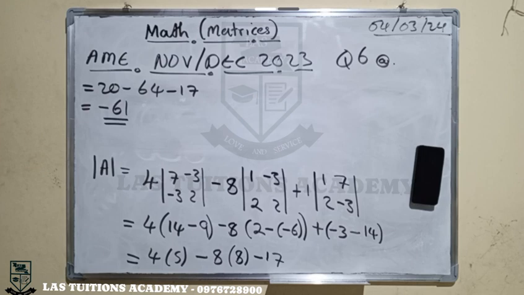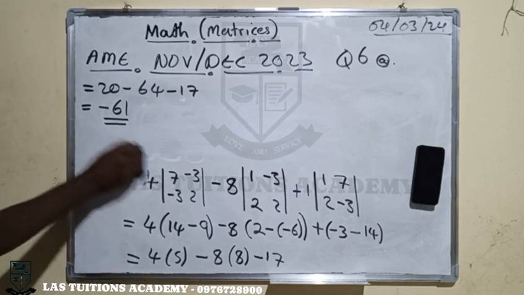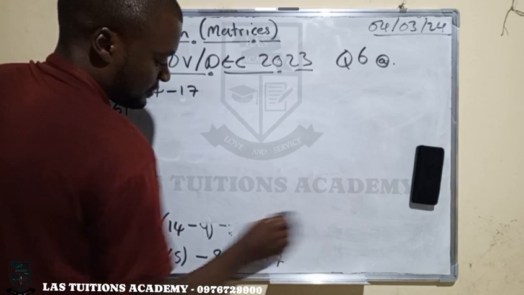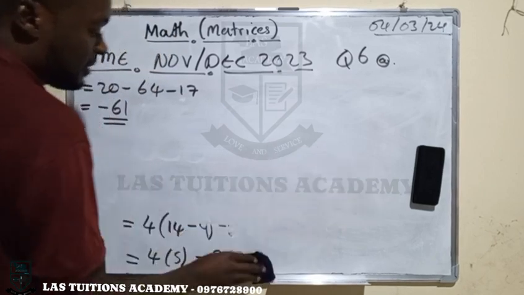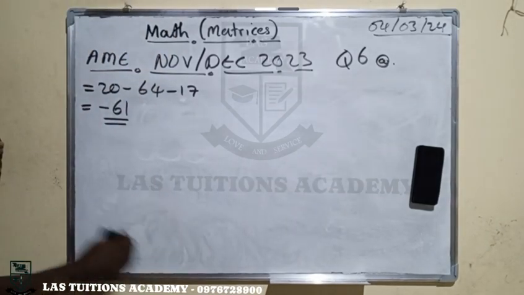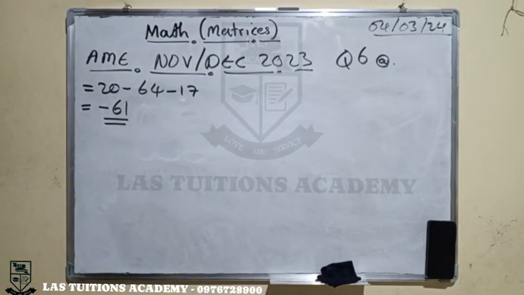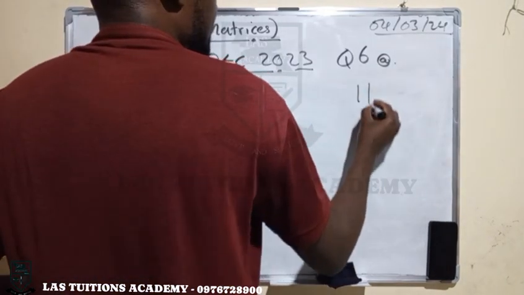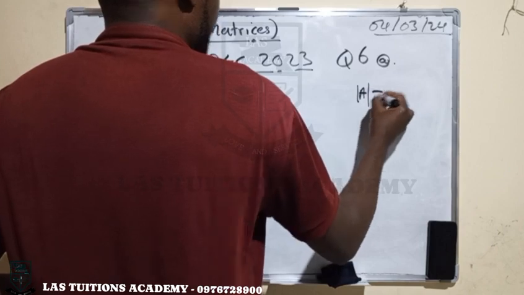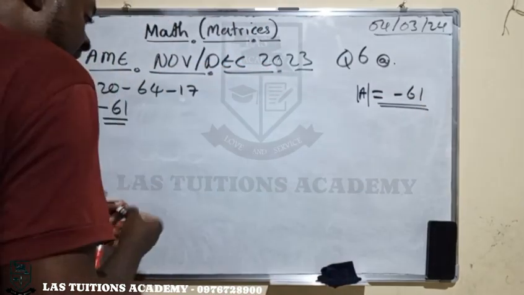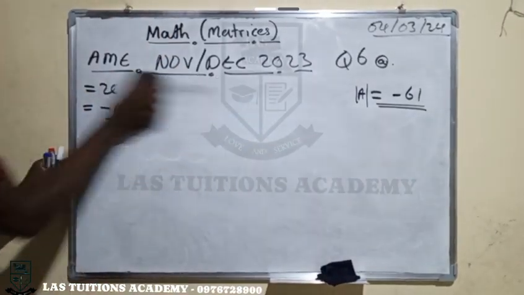Okay, thank you. We move forward. So now we are finding the inverse. We have the determinant of A is negative 61. So now we need to find the inverse. So how do we find the inverse?